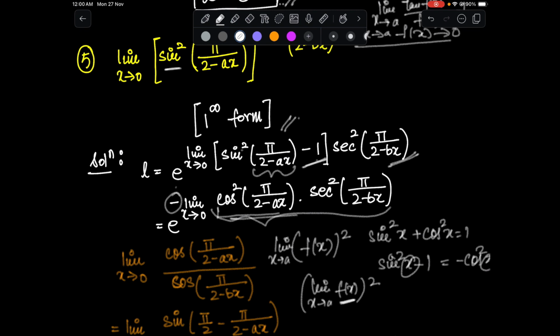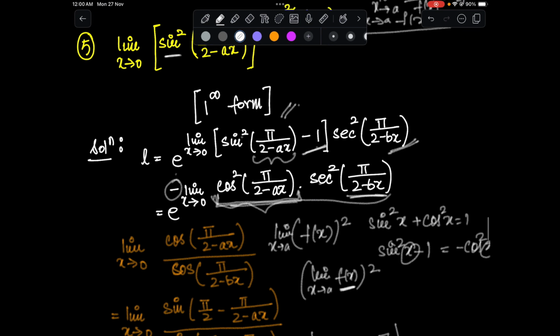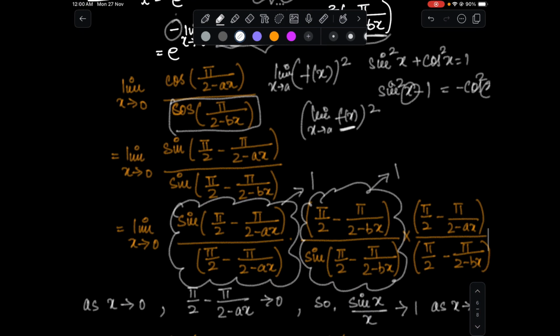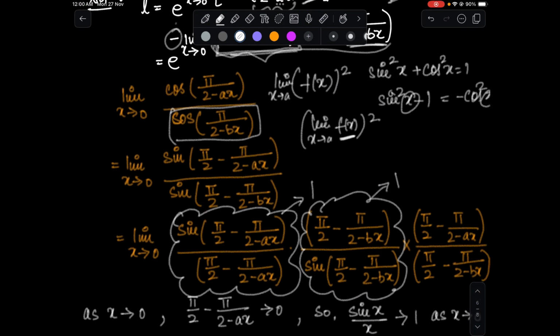So I have just found the limit for cos of this function into sec of this function, right? So that's what I have written. This sec I am now writing as 1 by cos here. Okay, now let's see what we are supposed to do. Now I have converted cos into sine. How do we convert? I will write sine of pi by 2 minus the same argument, which is nothing but this, and the bottom also I have done the same thing.